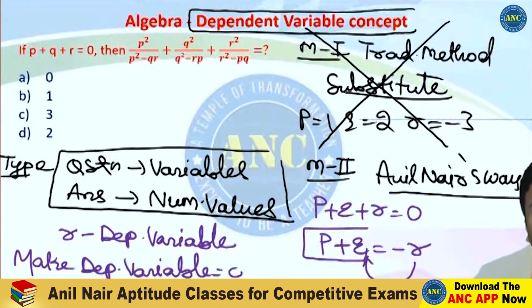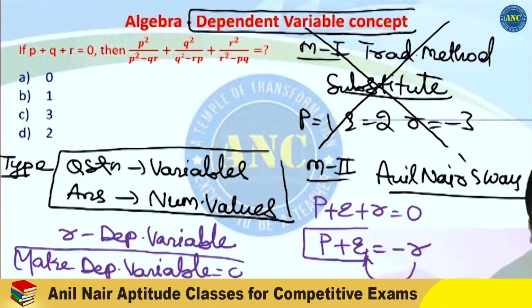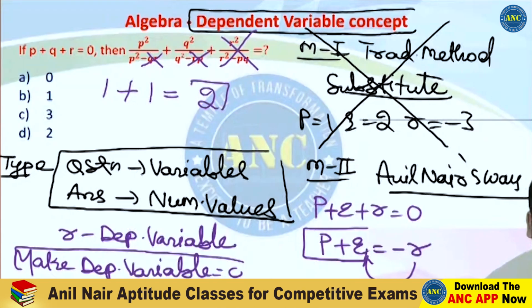Sir, can I take Q plus R equal to minus P? Yes, beta. If you change P to Q, Q to R, R to P, the equation will still not change. I made R the dependent variable. Make R as 0. 0 into anything is 0. P square by P square is 1, Q square by Q square is 1, and 1 plus 1 is nothing but 2. Beautiful way of solving this question.